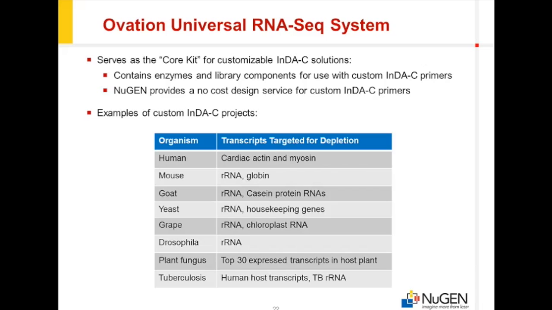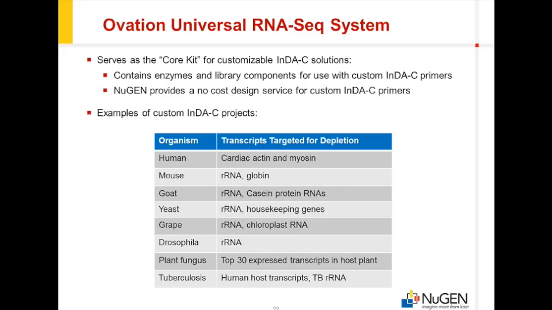And then so on, a range of different examples, yeast, one example from plants, work that we've done with grape to target ribosomal RNA as well as chloroplast RNA, Drosophila, and I'll show you some data for Drosophila in a moment. These last two examples represent a different category where InDA-C can be provided, which is generally in the vein of a sort of host pathogen type model. So for example, this project with plant fungus was looking at a plant fungal species that infected barley plants. So the researchers depleted the top 30 expressed transcripts from the host barley plant in order to elevate levels of fungal transcripts for study by RNA-Seq.